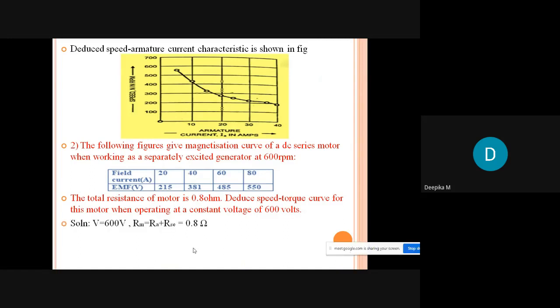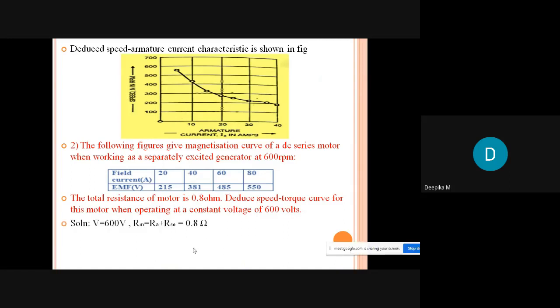When it was running as a separately excited generator, its speed was 600 RPM, and the total resistance of the motor is again 0.8 ohm. We have to draw again the speed torque curve when it is operating at a constant voltage of 600 volts. So next, let us list out the data.